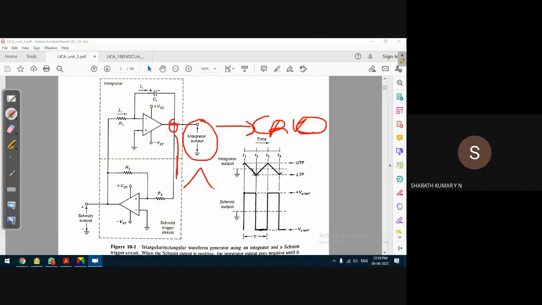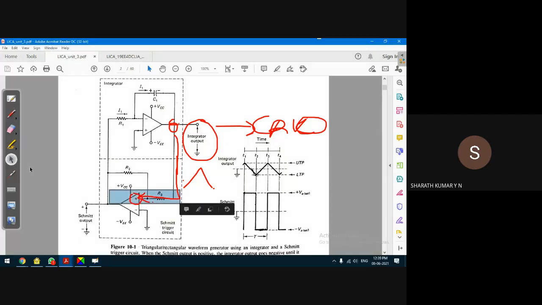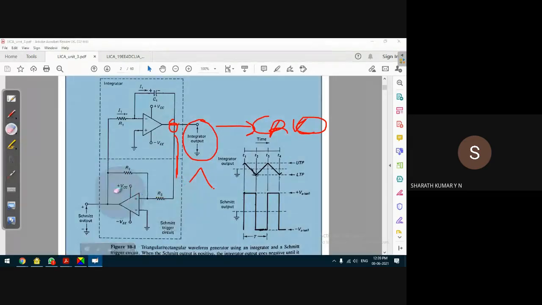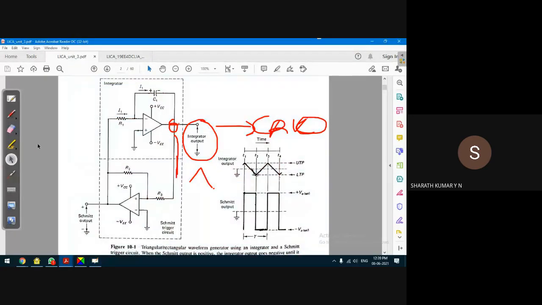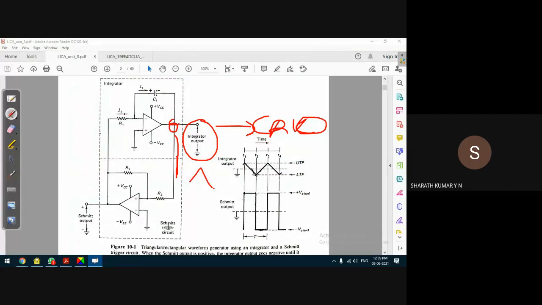This output is given as input to what is known as a Schmitt-Trigger circuit. What kind of Schmitt-Trigger circuit is this? It's a non-inverting Schmitt-Trigger circuit. If you observe, the inverting input is connected to ground.